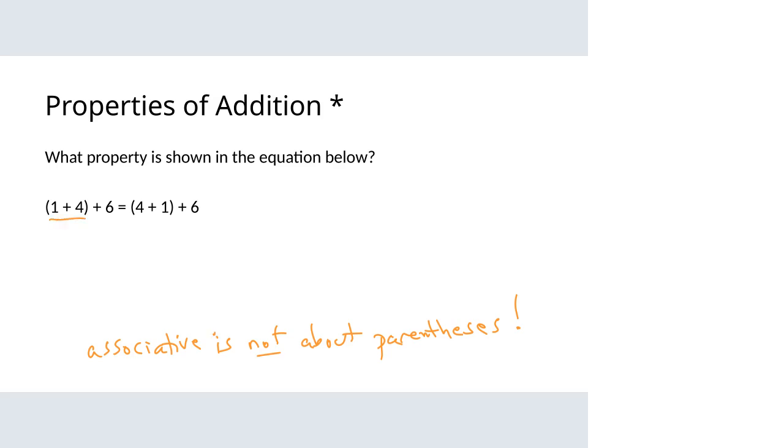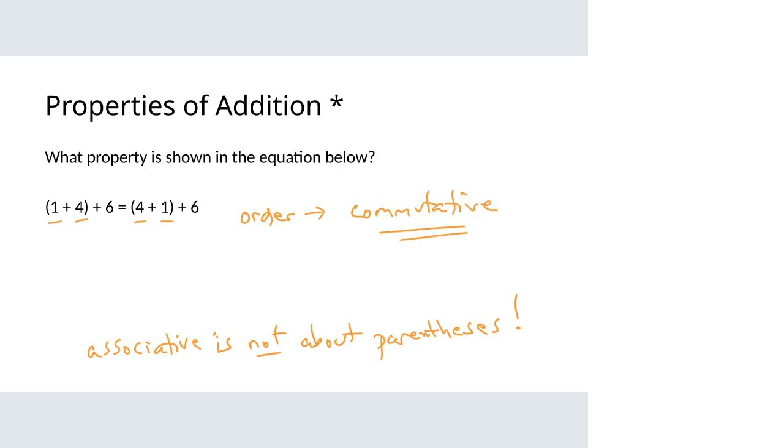And as I look at this, 1 and 4 are grouped together. 1 and 4 are still grouped together. The grouping did not change. What changed was the order. It was 1 then 4, now it's 4 then 1. So what changed was the order of the terms, which means this is an example of the commutative property.